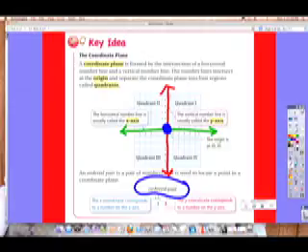Hold up 4 fingers and wiggle. There are 4 quadrants on a coordinate system. How many quadrants? 4. Can I get a hand in here? Can you tell me where quadrant 1 is? And we name them with Roman numerals. Janessa, tell me where it is.